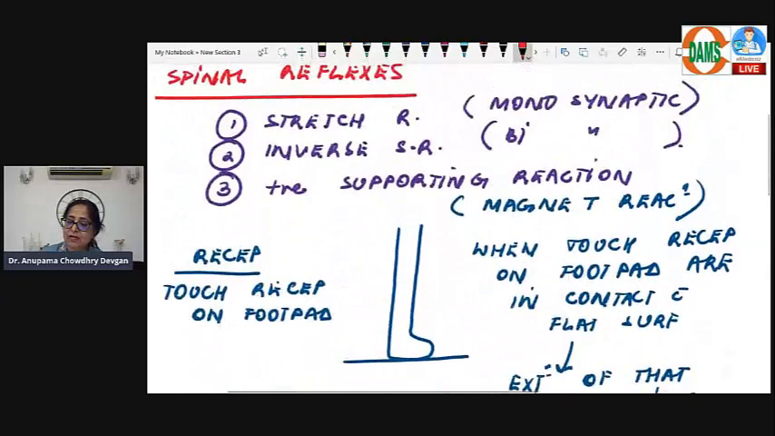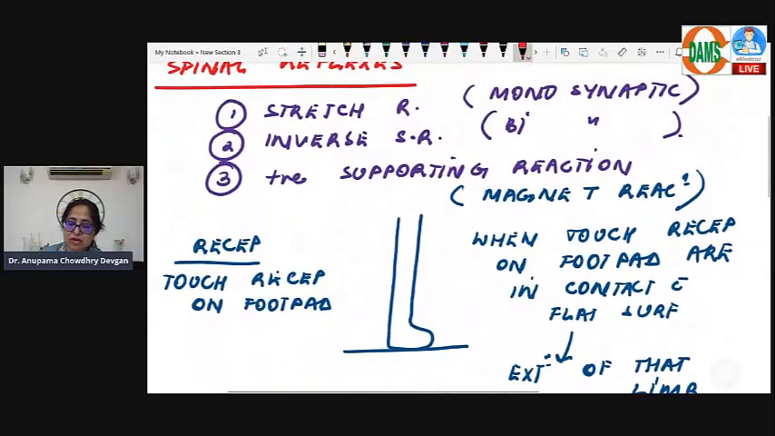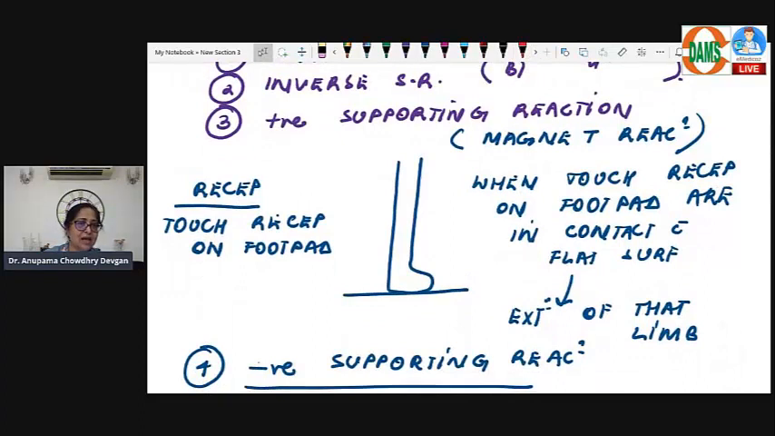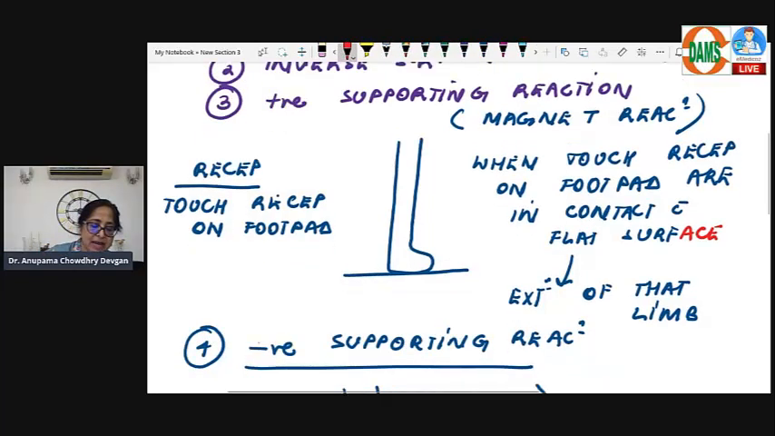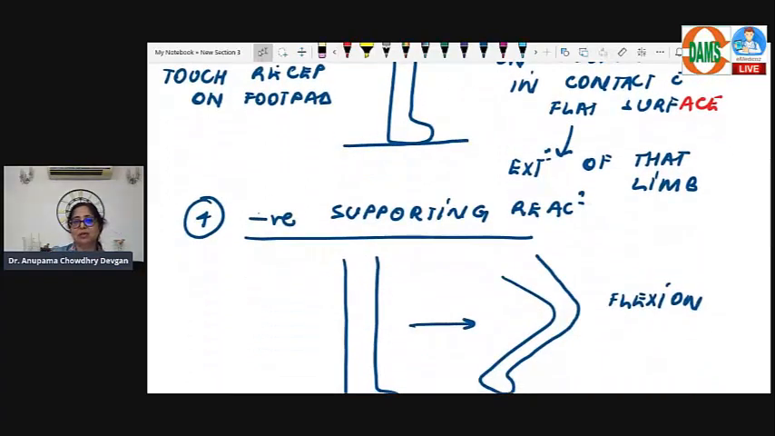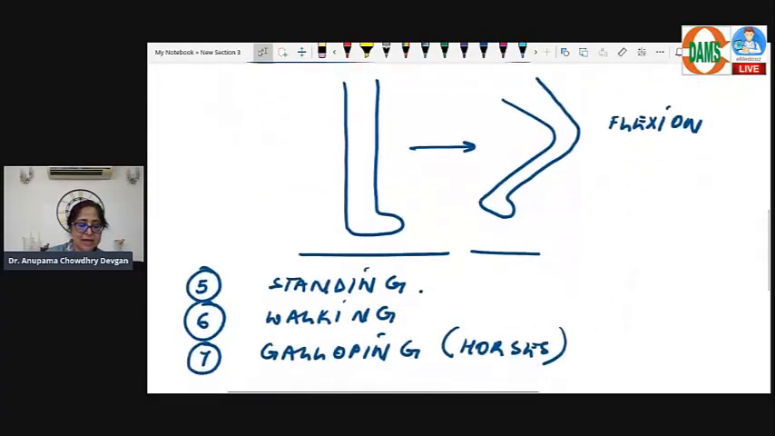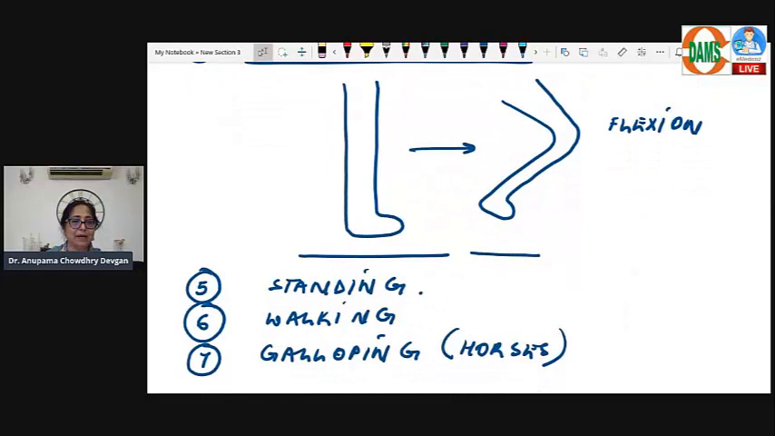Let's see which are the spinal reflexes. Stretch reflex, inverse stretch reflex, positive supporting. Touch receptors are activated. They come in contact with the flat surface, extension of that limb. That is called positive supporting. Negative supporting is when the contact with the ground is lost, flexion of that limb. Standing, walking, galloping. These are your spinal reflexes.